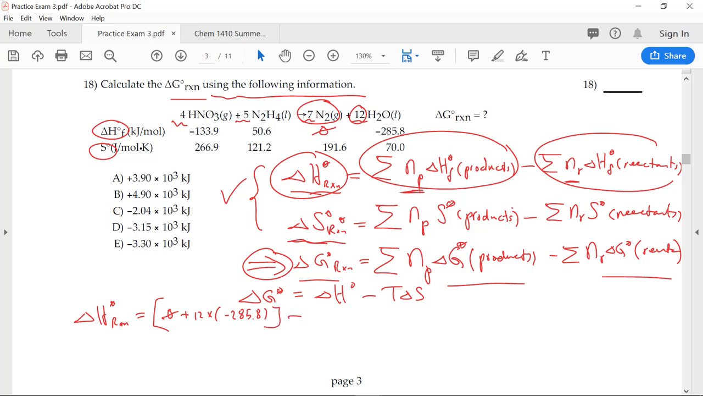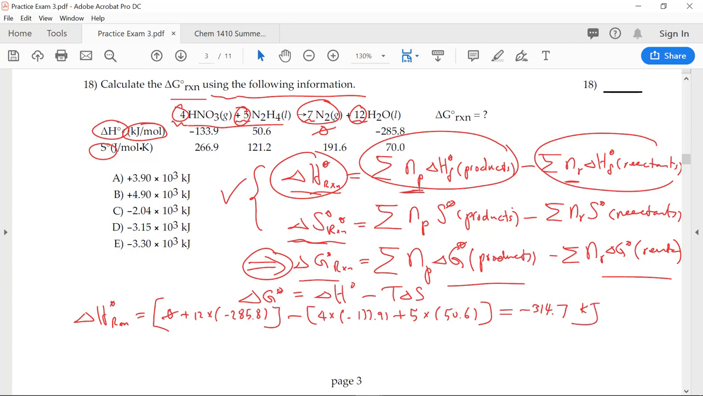minus the total for the reactants. So for the reactants, you have a 4 here, so it's 4 times negative 133.9, plus 5 times, don't forget the 5, 5 times 50.6. So this gives us a number. I'm going to use a calculator to calculate this. The answer is negative 314.7. Do pay attention to the units. It's going to be kilojoule as the unit.